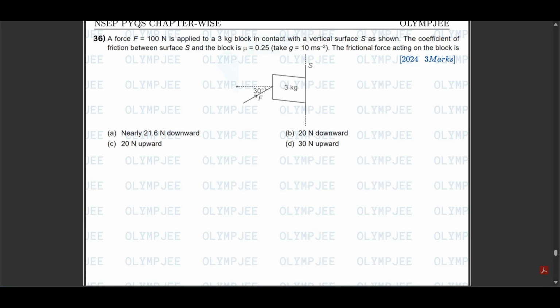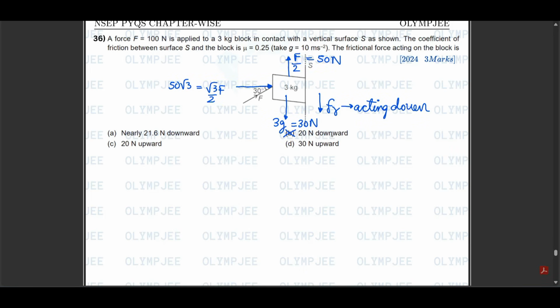So the force would have a component perpendicular and parallel to this wall. The component here would be F cos 30, which is root 3 by 2 F, and one component would be acting upwards, F by 2, and mg would be acting downwards, 3g, and g we take as 10, so it will be equal to 30 newtons downwards. And this is 100 newtons, so we can write this as 50 root 3 and 50 newtons. Since this force is greater than this force, to keep the block in equilibrium, there should be a frictional force in the downwards direction, right? So that we can have equilibrium in the y direction.